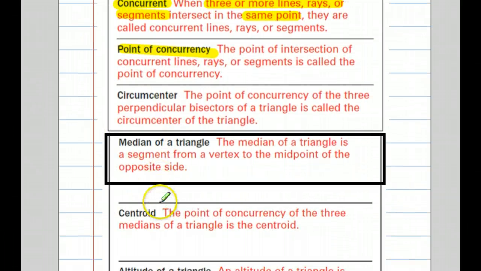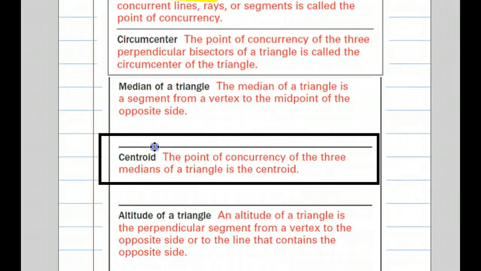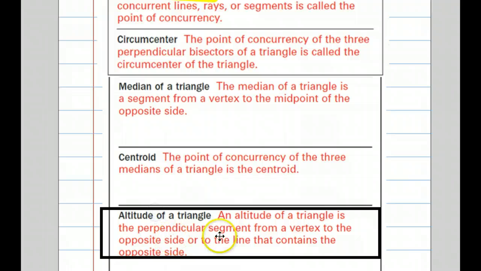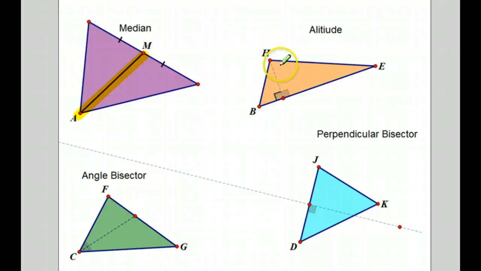Then we have something that's called an altitude of a triangle. That is the perpendicular segment from a vertex to the opposite side, or to the line that contains the opposite side. So the key in this case is the perpendicular segment, and it has to come from a vertex to the opposite side. So if we look over here, here's an altitude. It comes from a vertex of a triangle, and it intersects the opposite side at a right angle. Now, not all the time will the altitudes be inside the triangle, because in order to intersect at a perpendicular angle, it won't always be inside the triangle.